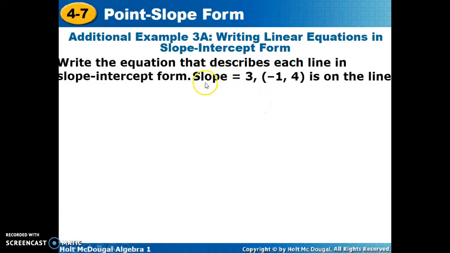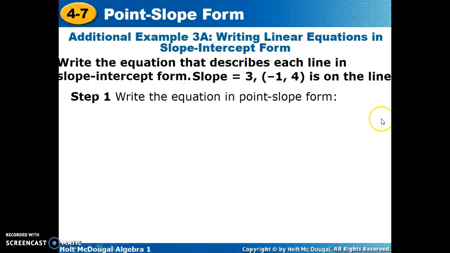Write the equation that describes this line in slope-intercept form. Okay, so we've got slope is 3, and the point (-1, 4) is on the line.